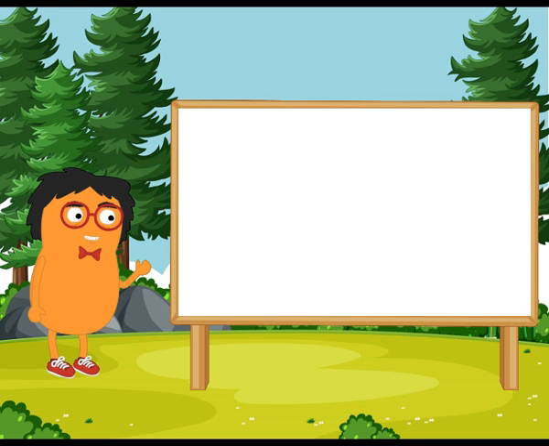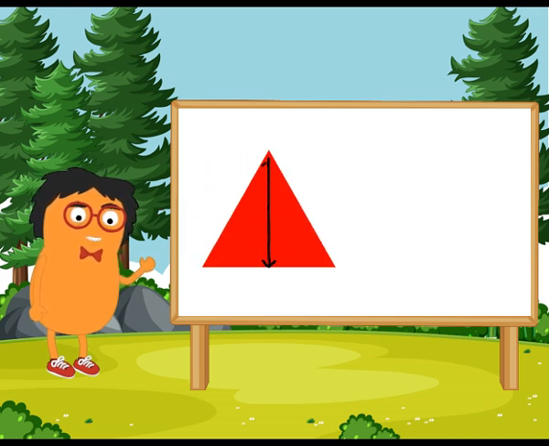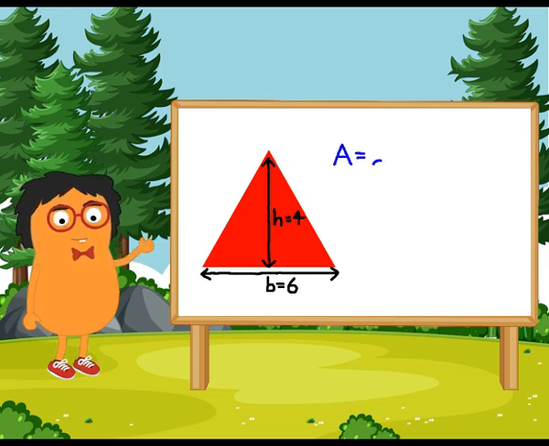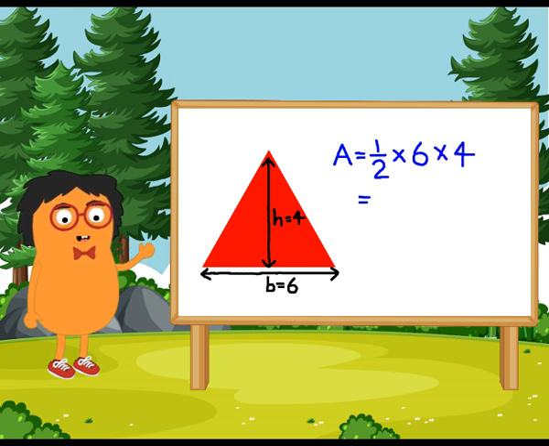Now let's move on to the triangle. Triangles might look a bit tricky, but finding their area is quite simple. The area of a triangle is half the product of its base and height. So, if the base is 6 units and the height is 4 units, the area would be half of 6 times 4, which equals 12 square units.